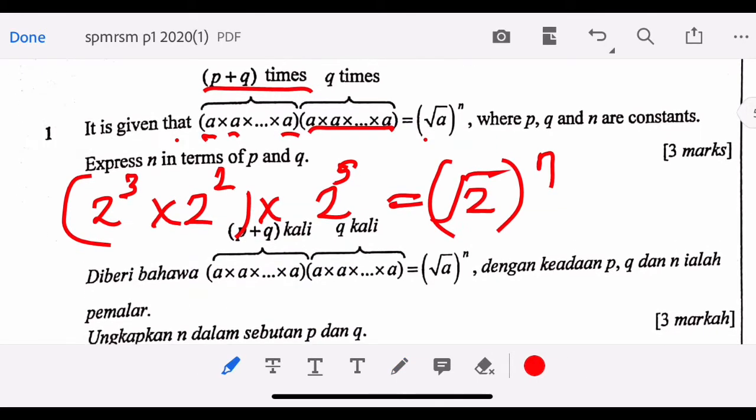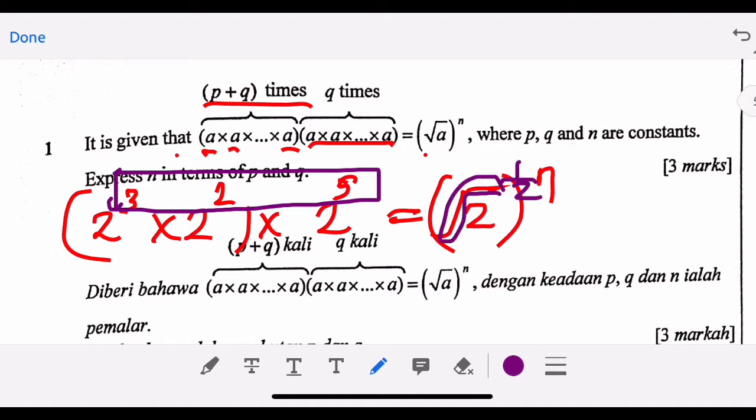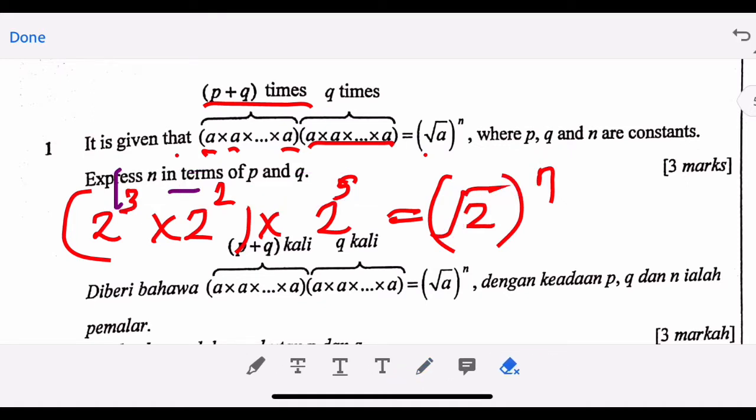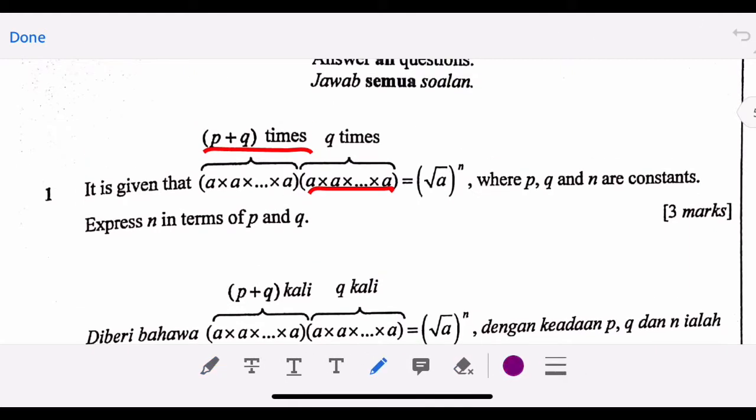So basically when you see the a, it means the same base. So what you can do is you just add all the powers, the index. And when you see square root, you should convert to half, isn't it? The square root is actually power half. So then you just add, and it equals half n. So that is the concept. If you understand how to do it, you should have no problem solving this.